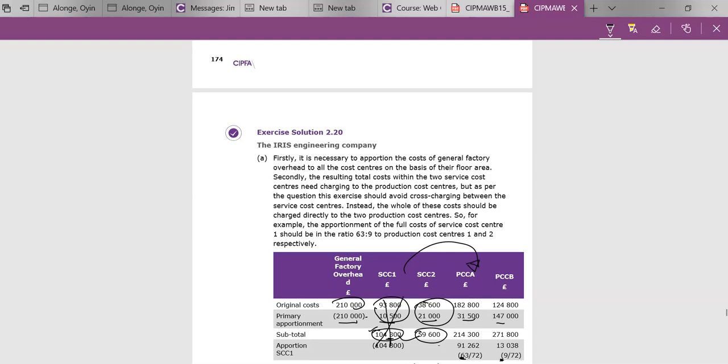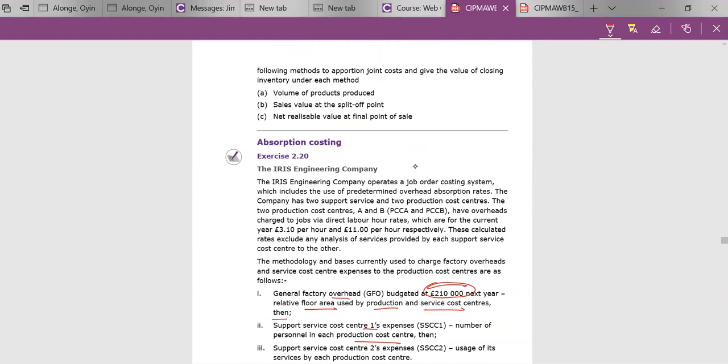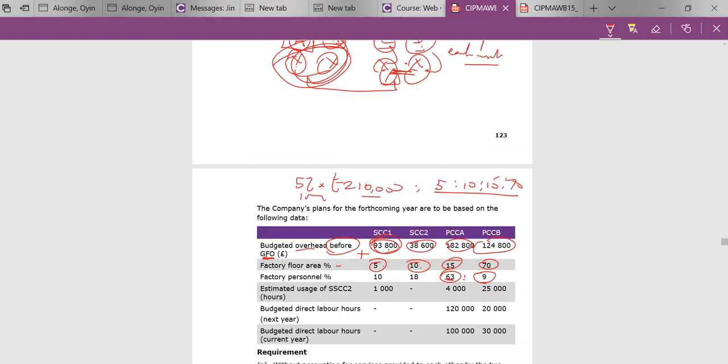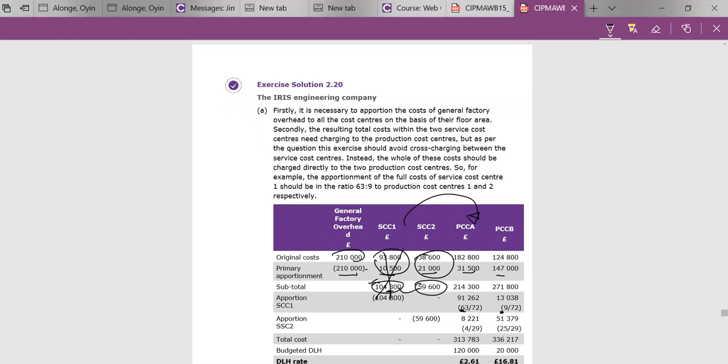All I have now left is this 59,600, and they tell us to split this based on the usage of services by each production center. So let's look at the usage of services. Here we are, 4,000 to this. So this is just the first method. This is the ratio, basically 4 over 29 and 25 over 29. And that's what they're asking us to do. So let's come back here, and what do I now have? You see 4 over 29, 25 over 29. So I split this now. This is now gone into this and to this. So now I have my total costs.